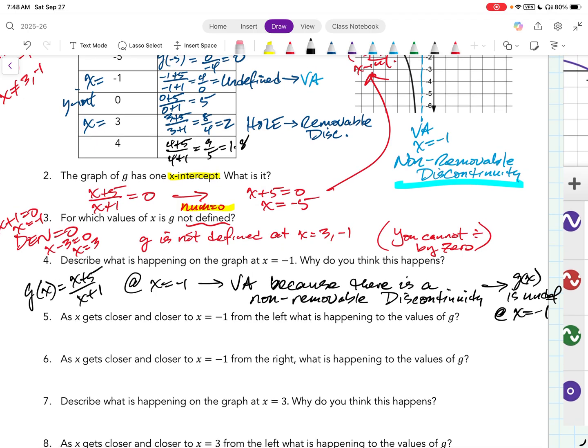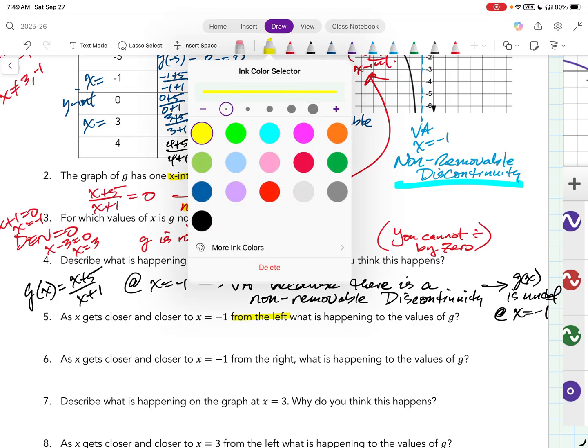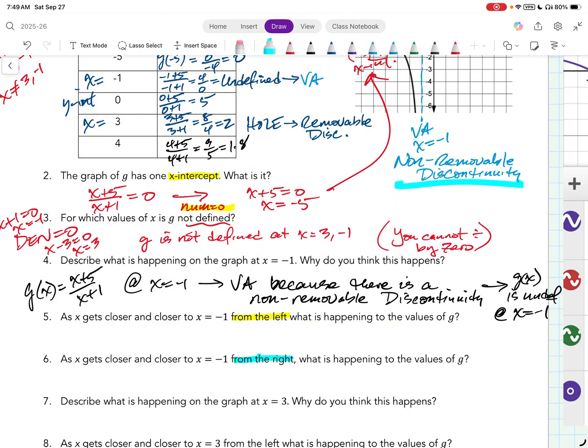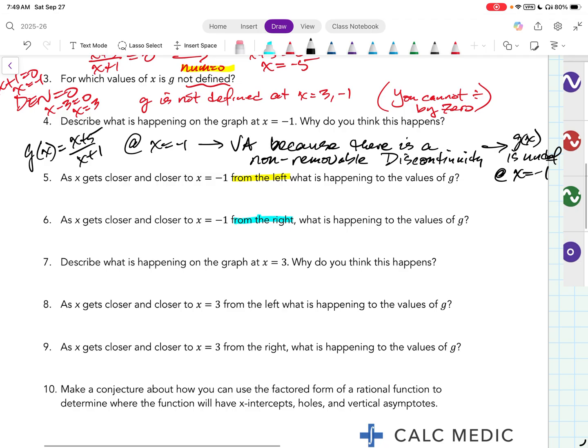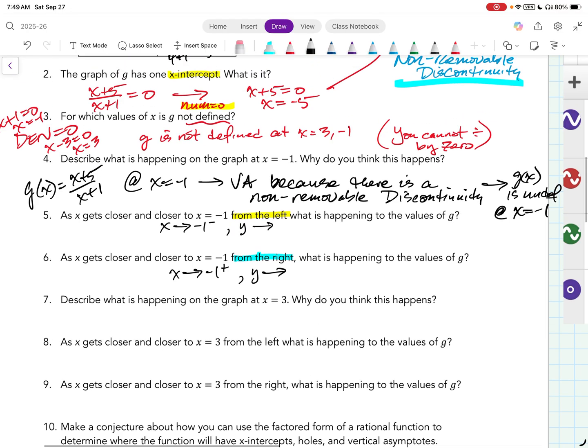And then what happens as you get closer to -1 from the left? And what happens when you approach -1 from the right? These are called left and right hand limits. So let's write it out first. As x approaches -1 from the left, so you use a little minus sign, what's y approaching? And then as x approaches -1 from the right, so we use the plus sign, what's y approaching? Well, let's look at the graph.